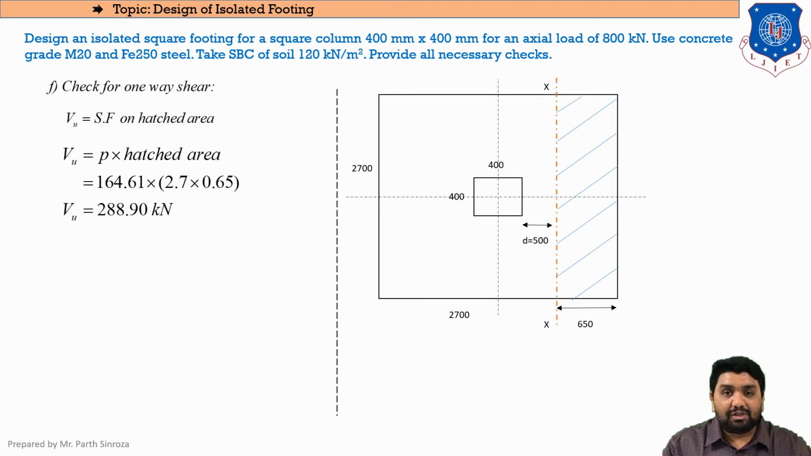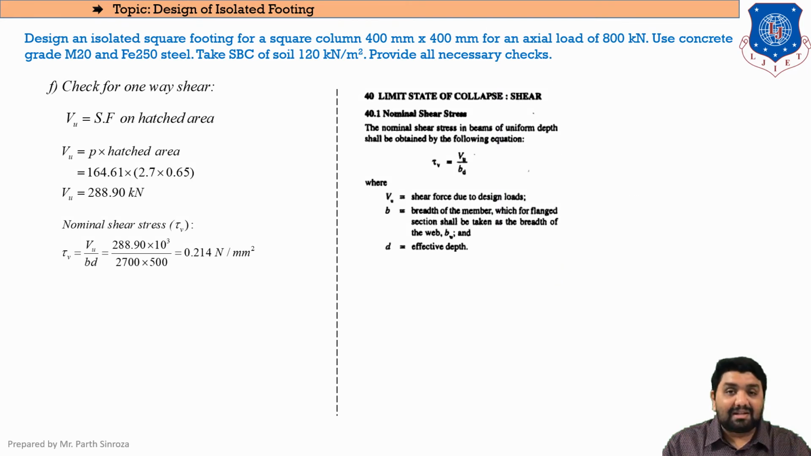Now we'll be checking for shear, and the check for shear will be similar to what we saw in the beam portion as well as in the slab portion. So we need to find the value of tau v. And tau v can be obtained from clause 40.1 of your IS code, and the equation is given by Vu by bd. We'll be substituting this shear force here, and we are getting the value of tau v to be 0.214 Newton per mm square.